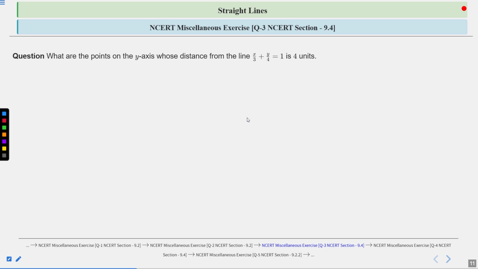So see this question. What are the points on the y-axis whose distance from the line x over 3 plus y over 4 equal to 1 is 4 units? Okay, so basically we have to find the points on the y-axis whose distance from the line x over 3 plus y over 4 equal to 1 is 4 units.